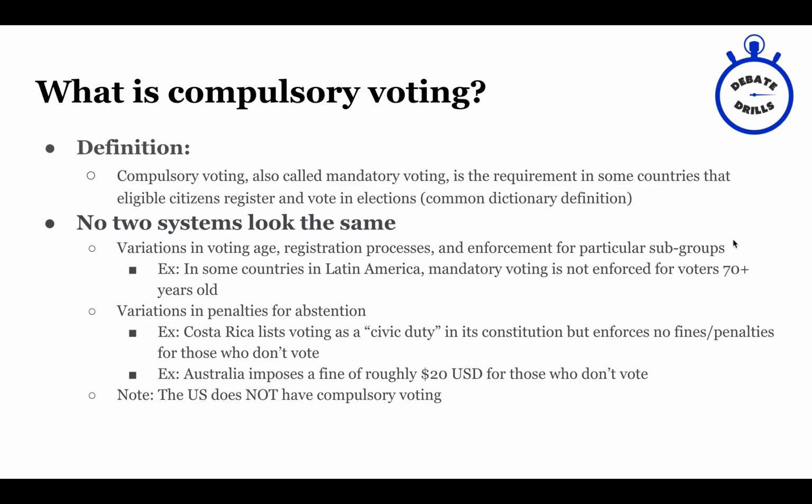So for example, in the United States, as you note at the bottom of this slide, we do not have compulsory voting. The United States is considered a democracy, but if folks choose not to vote, they're not penalized for that.